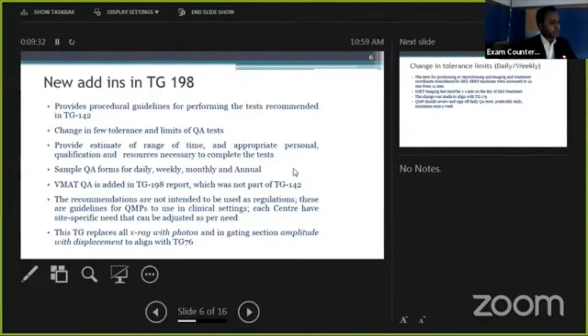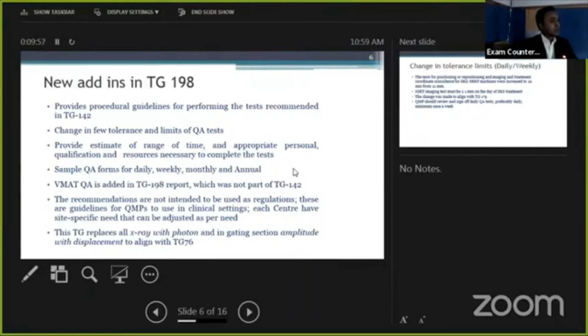The recommendations are not intended to be used as regulation. This paragraph is written in almost all the reports, that these are recommendations. They are not regulations. You can change the report. This is customizable. So it depends on the institutional needs, what sites they treat, and as per their institutional needs, these reports are customizable.